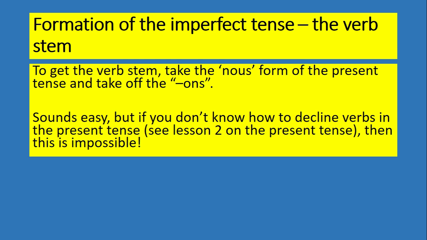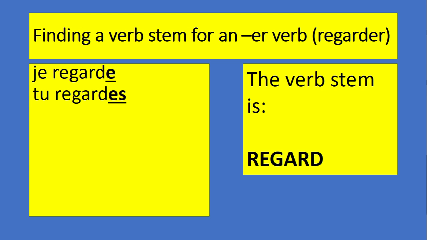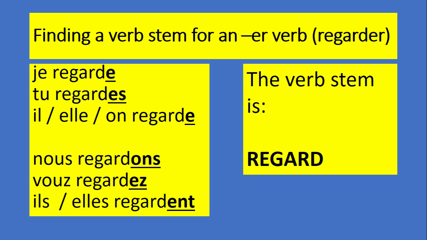So I have done a lesson, I think it's lesson number 2, about the present tense. So if you can conjugate an ER, an IR and an RE verb, at least, then you'll be able to transfer verbs into the imperfect tense with relative ease. So here's an ER verb: je regarde, tu regardes, il regarde, nous regardons, vous regardez, ils regardent. So I said the verb stem is the nous form minus the ONS. So the nous form, nous regardons, take off the ONS, you're left with REGARD. There's a stem, add the endings on afterwards: AIS, AIS, AIT, etc., etc.